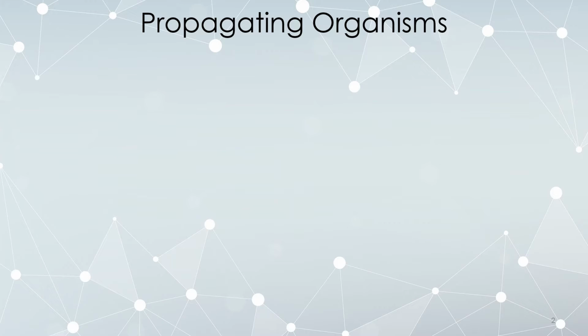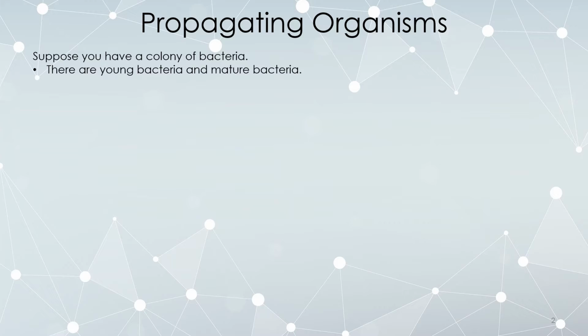We're going to be taking another look at the Fibonacci sequence through the lens of enumerative combinatorics. And the first way we'd like to approach this is by imagining organisms that are reproducing. So suppose you have a colony of bacteria. There are young bacteria, or immature bacteria, and there are mature bacteria.